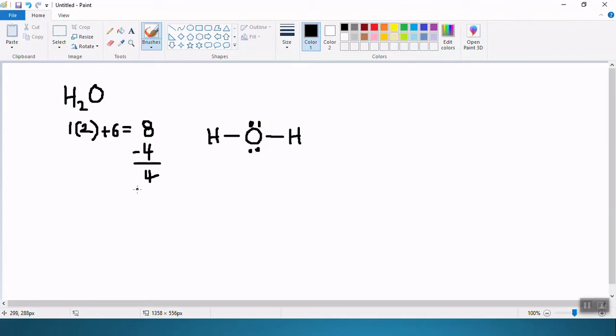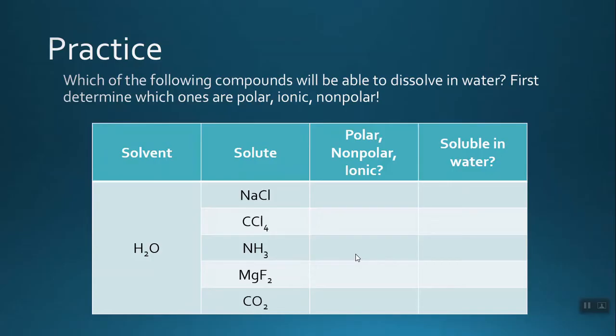And that used up 4 electrons. We have no more to work with. Are they all satisfied? Yes, hydrogen is satisfied with 2. Oxygen here has 8. So there is our Lewis dot structure. So is this polar or nonpolar? Polar because of the lone pairs. So we said water is polar.